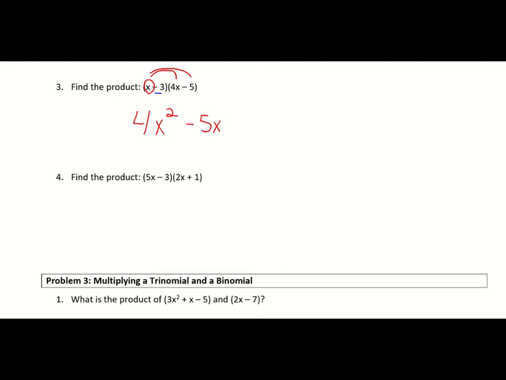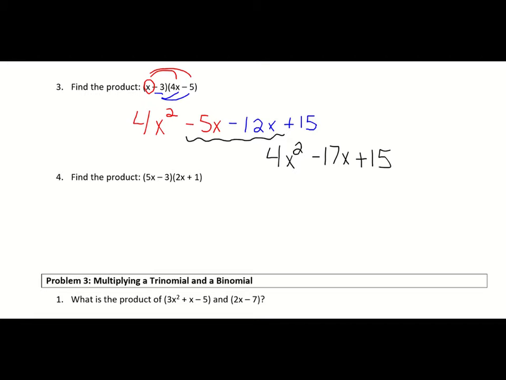And then we also need to distribute the -3 to everything. -3 and 4x makes -12x. -3 and -5 makes +15. Notice in the middle we have x's that can be combined because they're like terms. So we would have a final answer of 4x squared minus 17x plus 15.